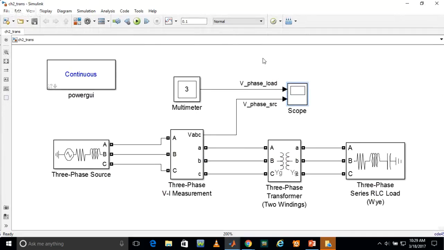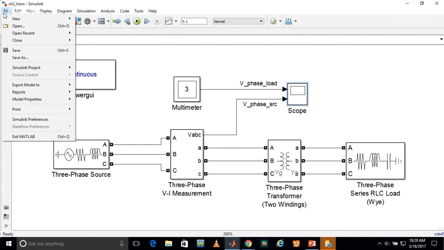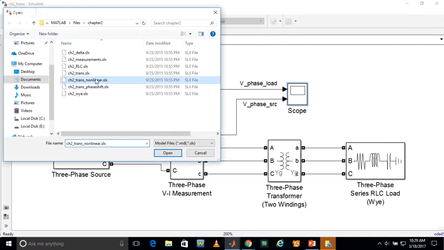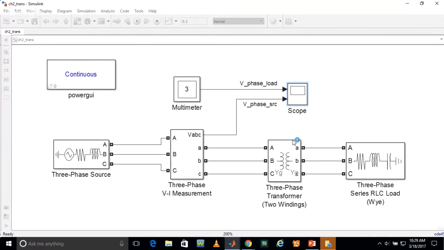Similarly, if we don't have a linear transformer, okay, we want to add a parameter like saturation or hysteresis loss. So what we have to do is, there is a non-linear circuit is there.